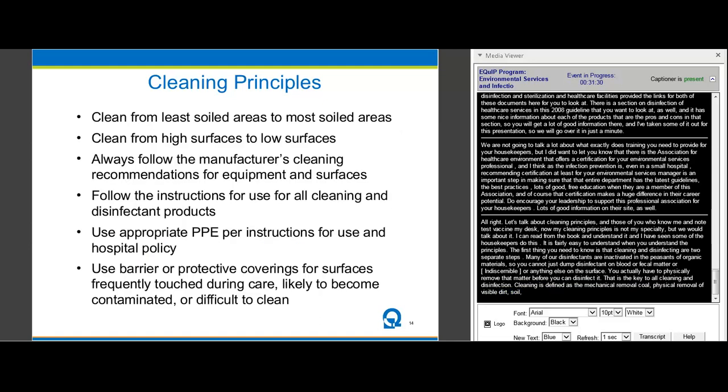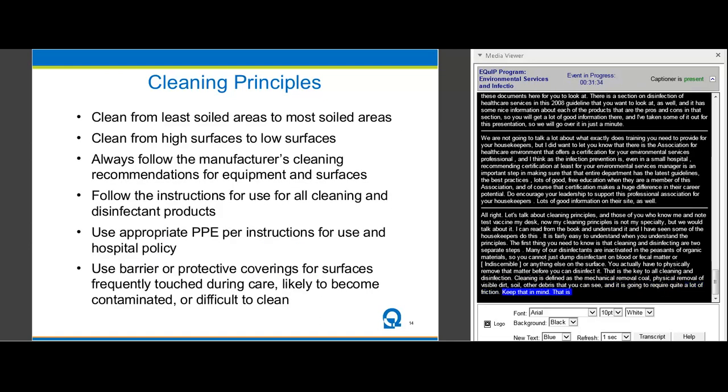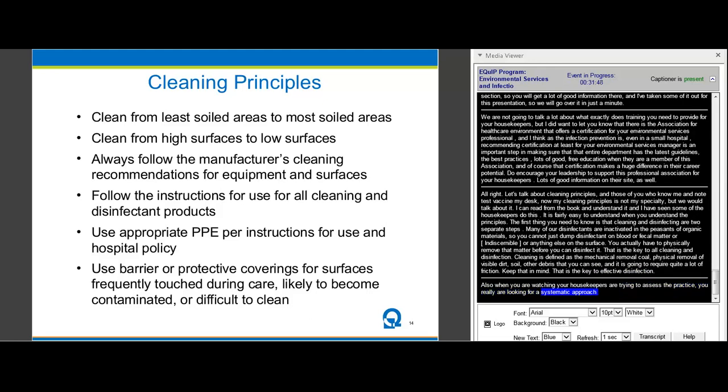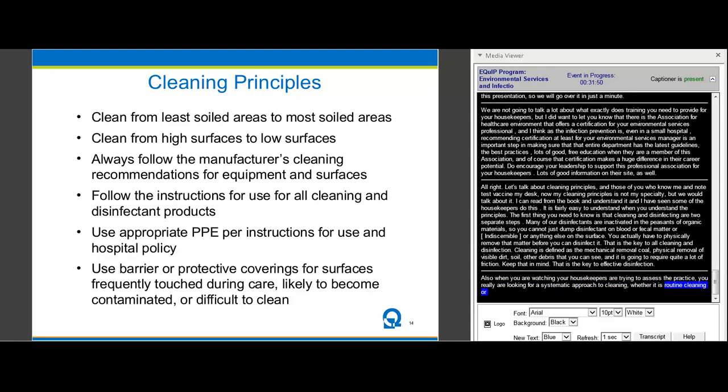So keep that in mind. That's the key to effective disinfection. Also, when you're watching your housekeepers or you're trying to assess the practice, you really are looking for a systematic approach to cleaning, whether it's routine cleaning or terminal cleaning, looking at isolation rooms. You're watching to make sure that the cleaning progresses from least soiled areas to most soiled areas.